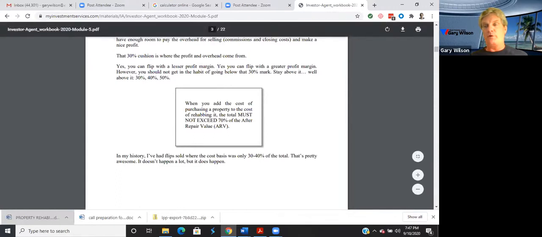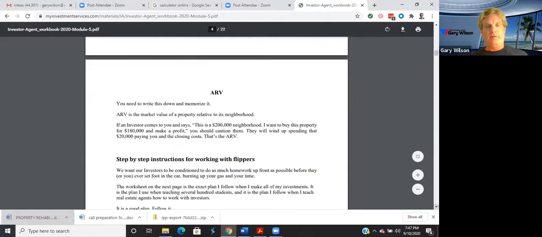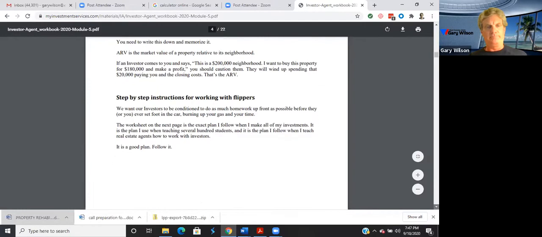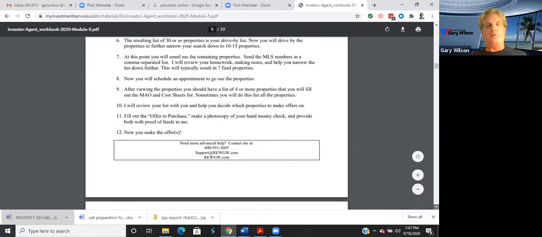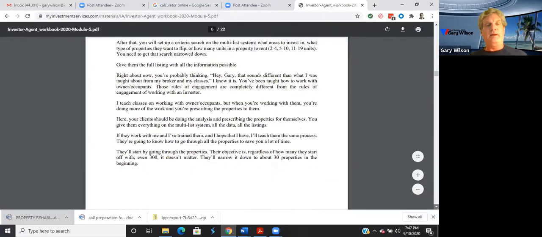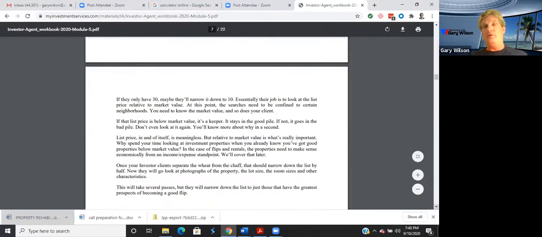I'm going to show you how this works, right? So you got your ARV. I'm not going to go through all this. We went over this a few months ago. How do you actually work with flippers and determine the property that they're going to buy? That's the whole process there. Now you do as much desktop analysis as you can. You know the ARV for the area.